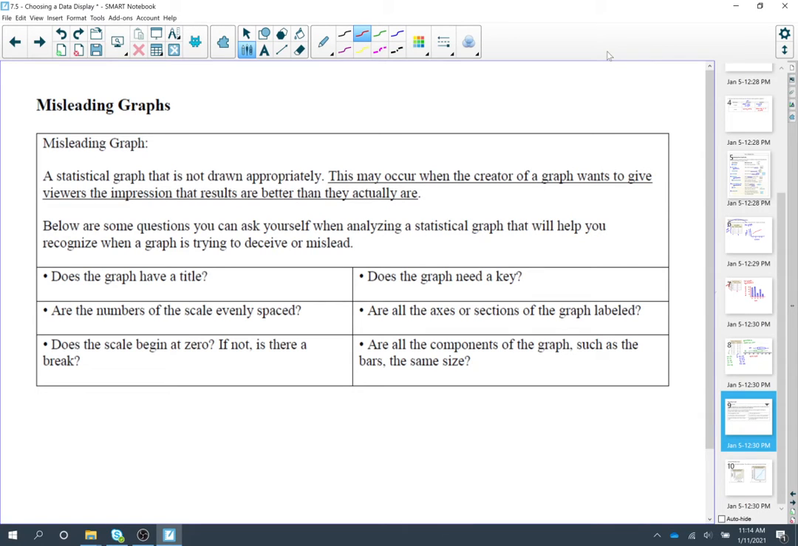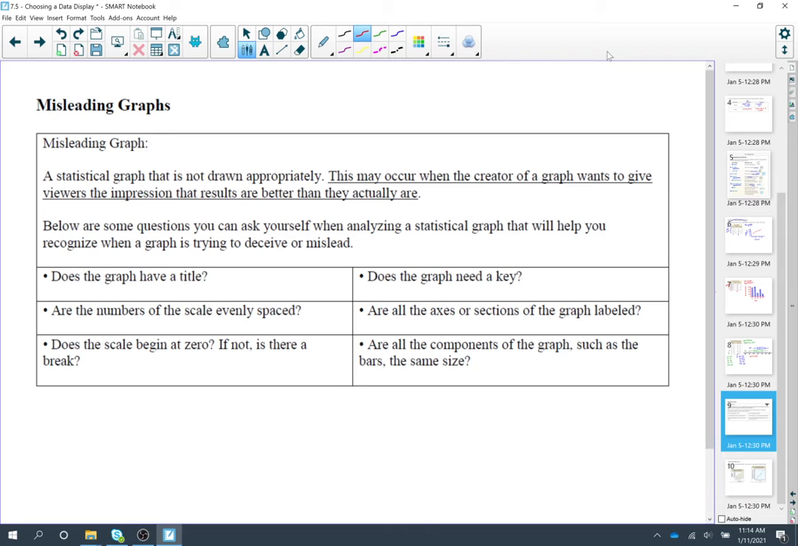Misleading graphs. A misleading graph is a statistical graph that is not drawn appropriately. This may occur when the creator of the graph wants to give viewers the impression that results are better than they actually are. Below are some questions you can ask yourself when analyzing a statistical graph that will help you recognize when a graph is trying to deceive or mislead you.